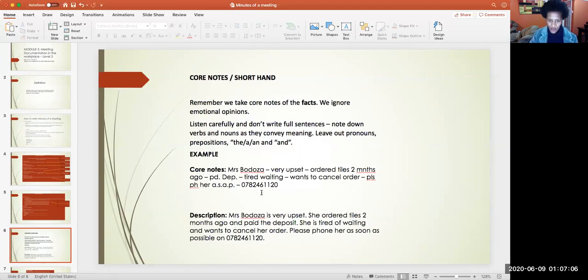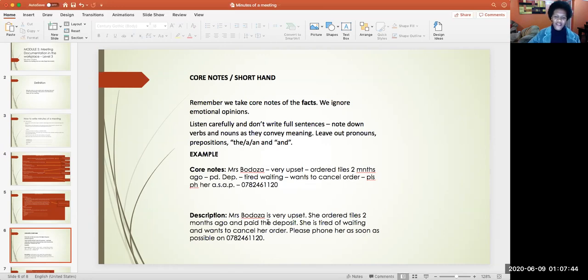I know this does not make any sense right now, but let us look at the exact description of what was said in that meeting. It was going to go like this. Mrs. Bodoza is very upset. She ordered tiles 2 months ago and paid the deposit. She's tired of waiting and wants to cancel her order. Please phone her as soon as possible on 08-078-246-1120. So do you understand the core notes now?